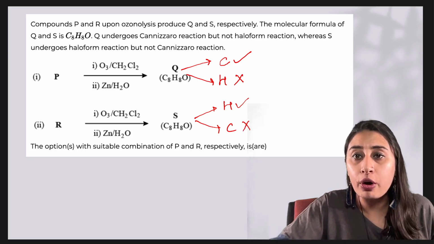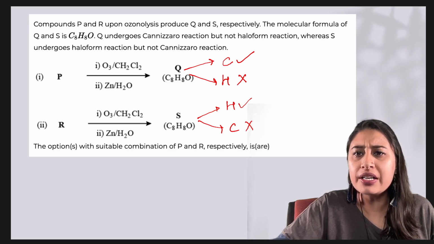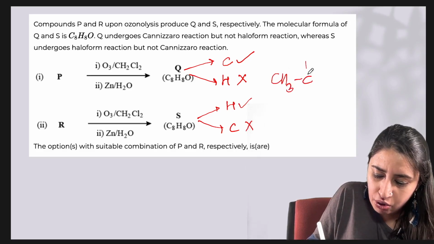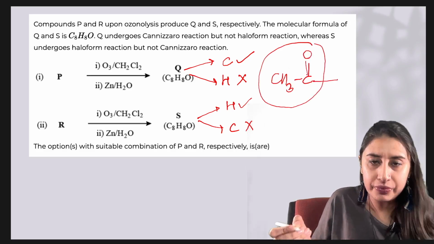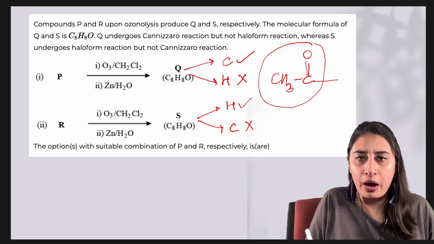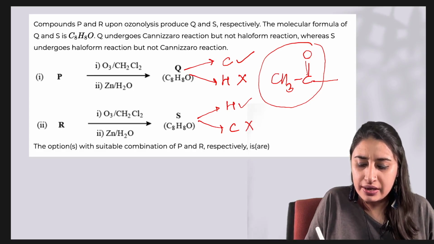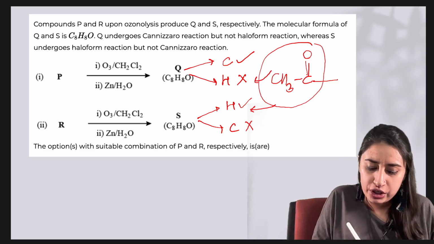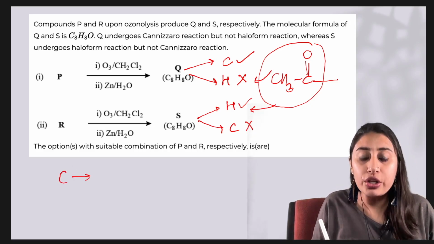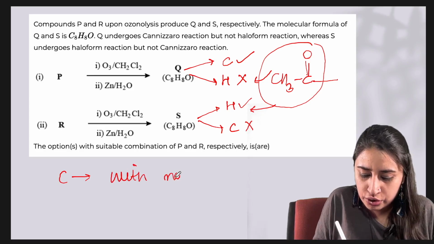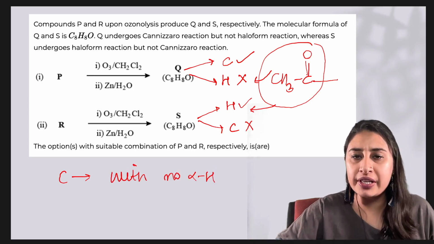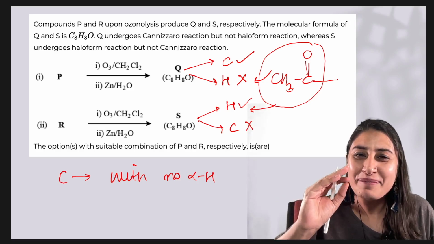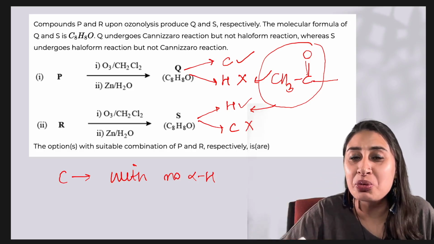What is the moral of the story from here? It is very simple. When we talk about haloform, there has to be a CH3CO group present. This is not present in our compound Q, whereas it is present in compound S. The other thing, the Cannizzaro reaction is given by molecules with no alpha hydrogen. So this is what we have to predict. Do not forget the concept of matching the molecular formula. That is something students fail to understand.